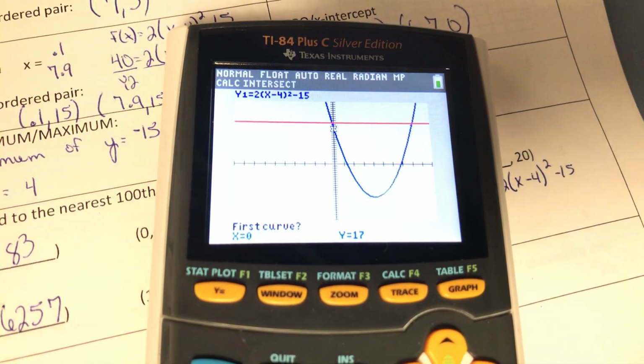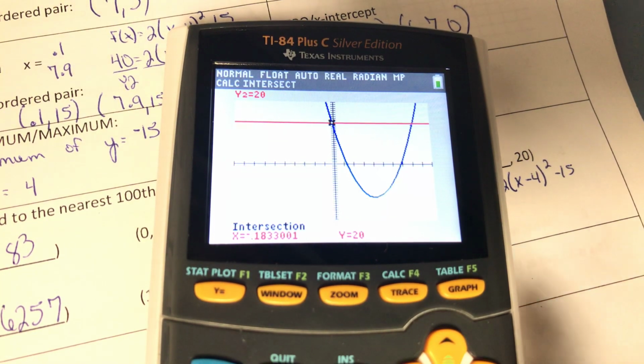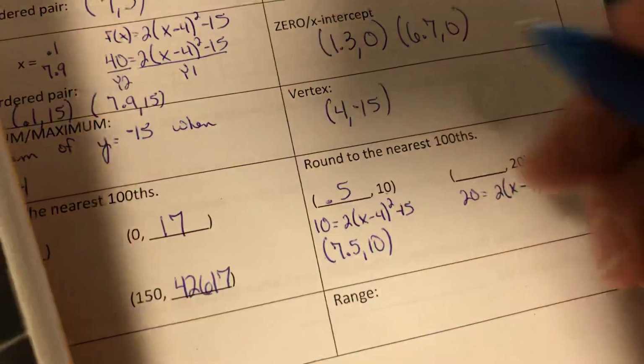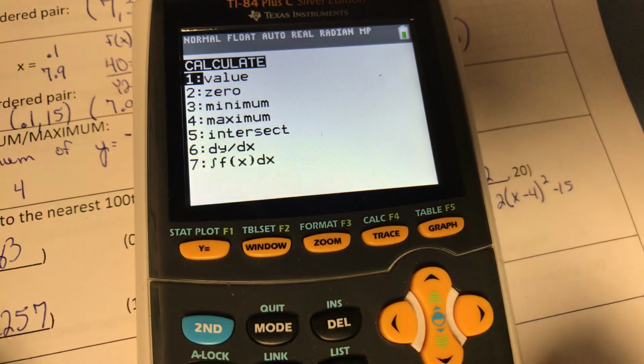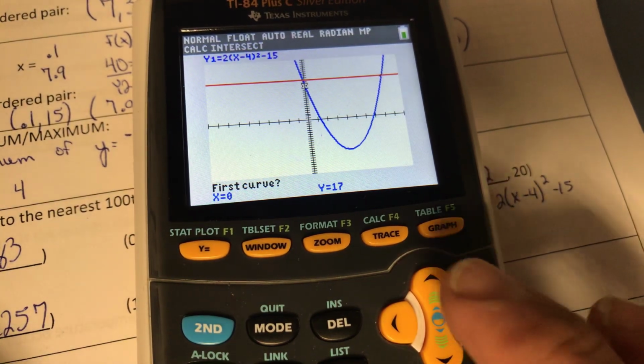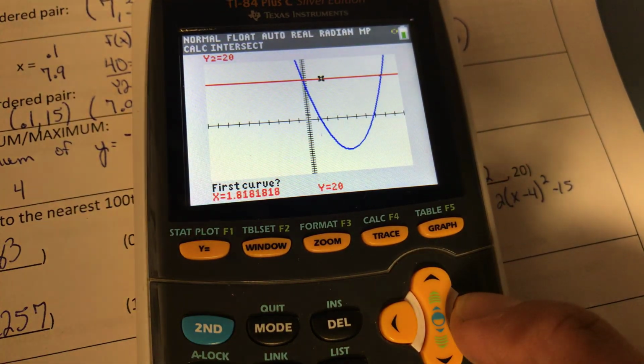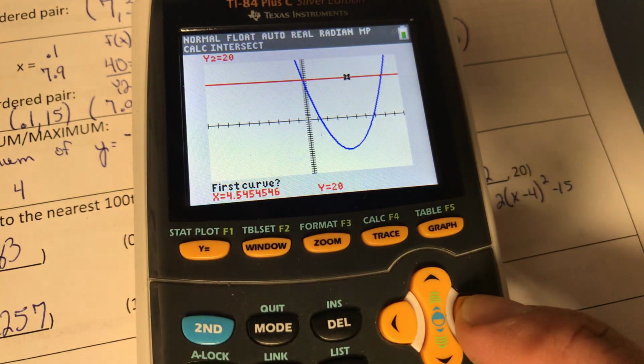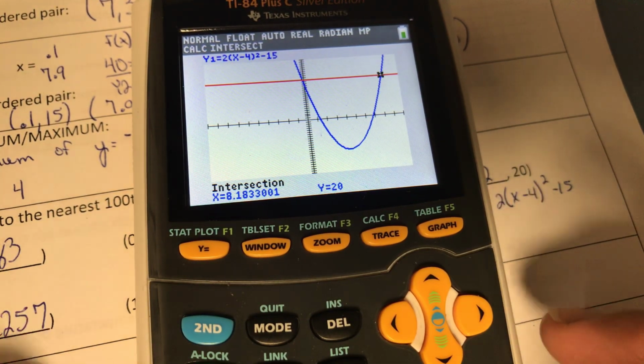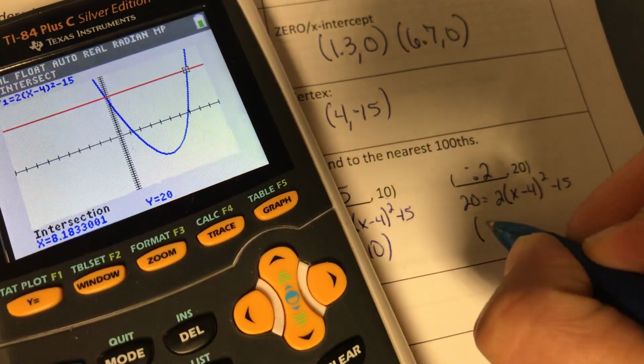Press intersect. This time I'm going to go up here. It's close to where I want it. Hit enter 3 times. So negative 0.2 if we're rounding to the nearest tenths. And then once more, second trace, choose option 5 and go over here. And then enter 3 times. All right, so that one I'll make it 8.2 with 20.